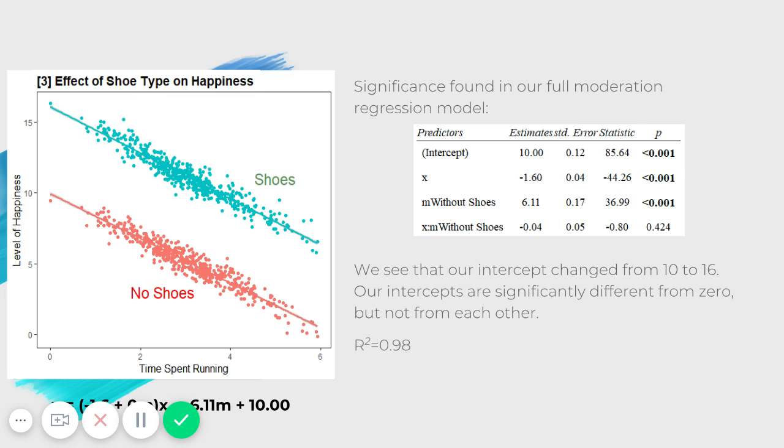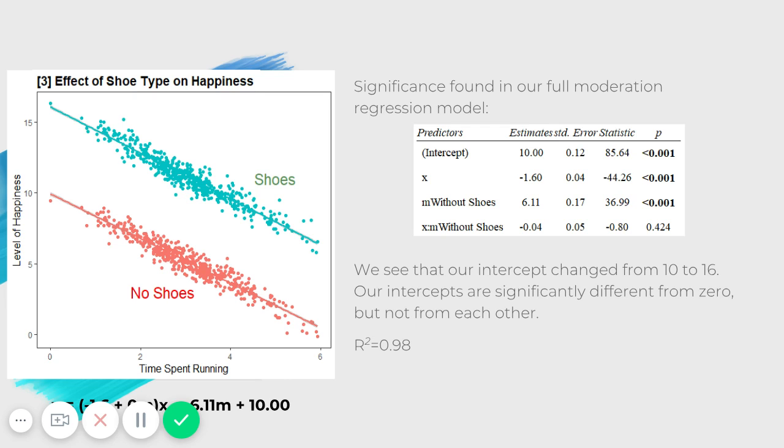Don't know what the max is, but it starts at a solid 10. We can also see that for the shoes treatment group, while the slope does not change, it is not significant. The only change that is there is the intercept. So instead of starting at 10 happiness, you start at 16 happiness.